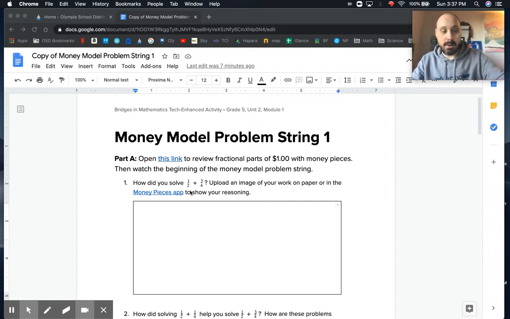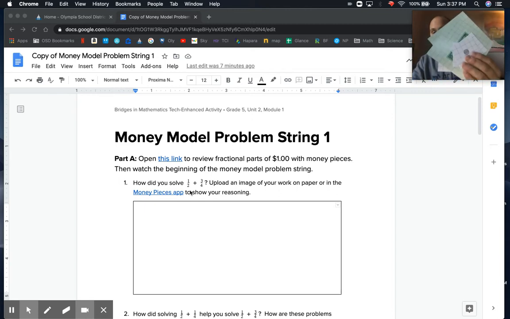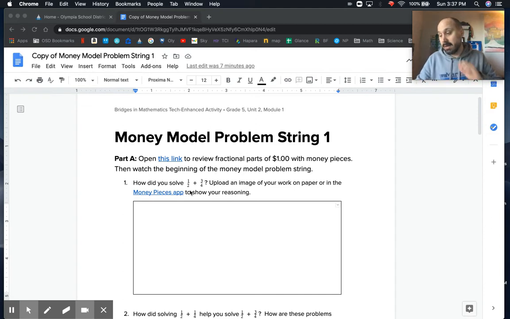I just threw a quarter out of here. Can you believe it? So use both. If you're able to use both, then I would suggest that, because I'll show you why in a second. When you go through this problem string, normally in class, we'd be writing these notes down together and using our money resources to help us.